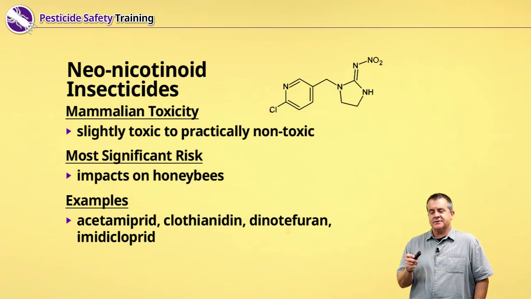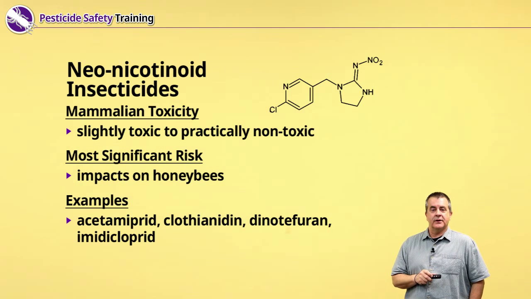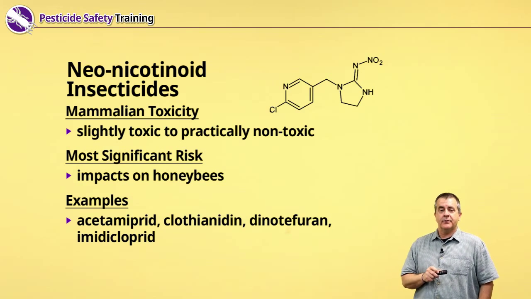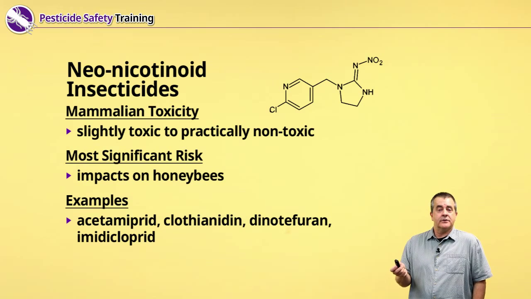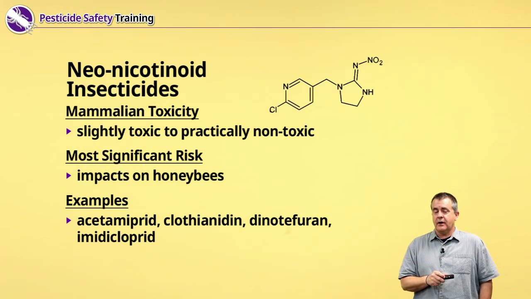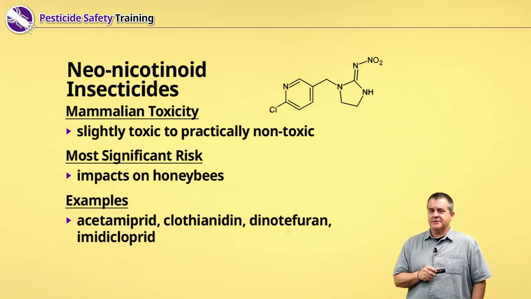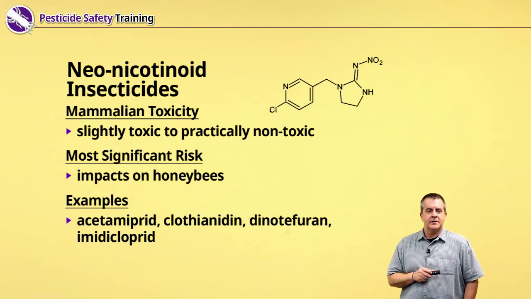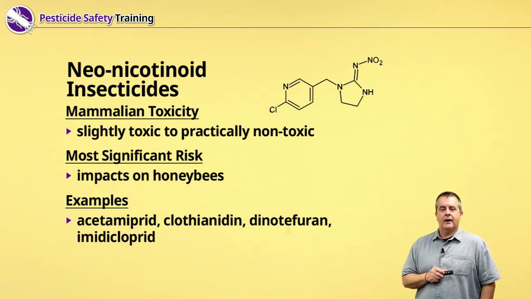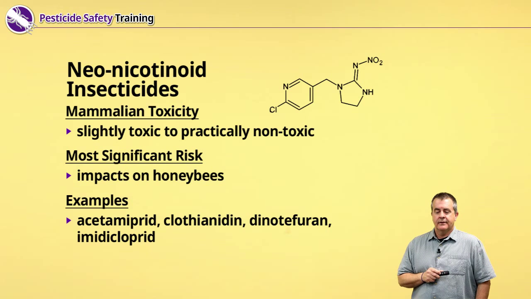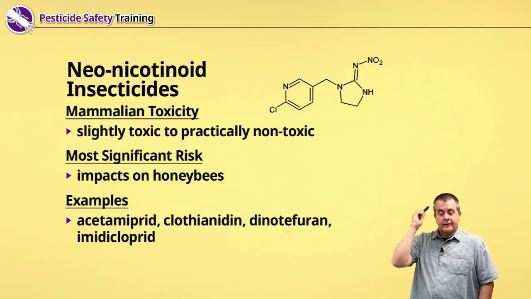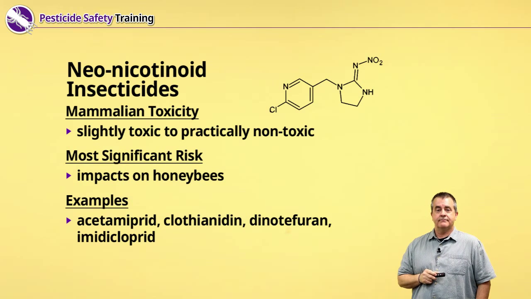Mammalian toxicity, slightly toxic down to practically non-toxic. Most significant risks, impacts to honeybees. Over the last number of years, there's been a lot of research done on the decline of honeybee populations, a phenomenon called colony collapse disorder. And while researchers are not entirely sure about all the things that might go into this phenomenon, it's possible that these insecticides, in particular the neonicotinoids, might be involved at some level with honeybee decline. A number of different neonicotinoids that are used. Imidacloprid is probably the most common.